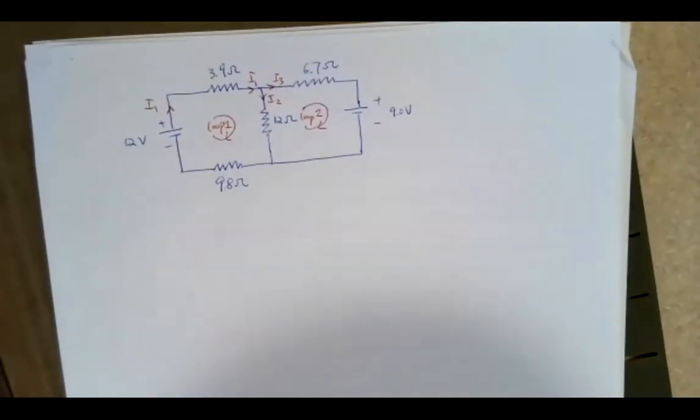If you want, you can use the same notation as I do here. I1 goes into this junction, I2 goes in this one, I3 goes in that one. And then I take this as loop 1, this as loop 2. I have both loops in the clockwise direction.